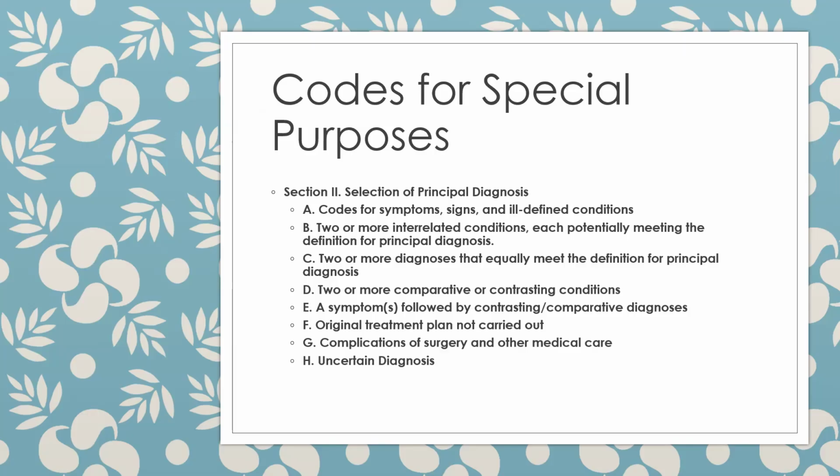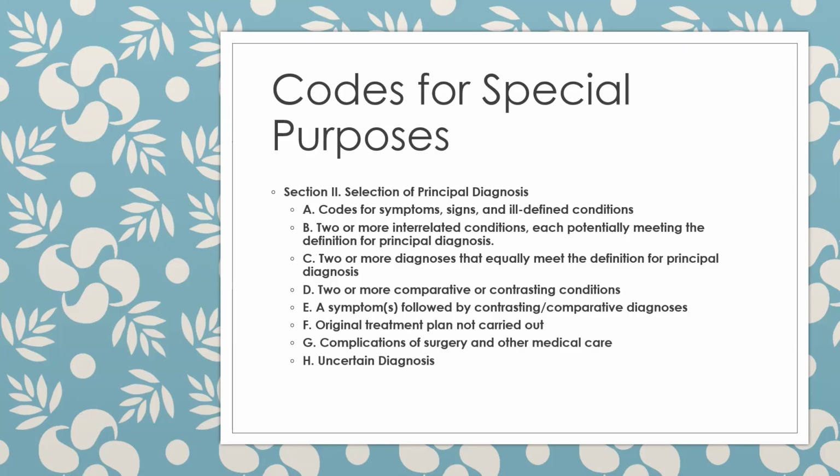When two or more comparative or contrasting conditions exist, this is a rare instance when this can happen, when both are documented as either/or similar terminology. They are coded as if the diagnoses were confirmed and the diagnoses are sequenced according to the circumstances of the admission. If no further determination can be made as to which diagnosis should be principal, either diagnosis could be sequenced first. When a symptom or symptoms followed by contrasting comparative diagnoses, this was deleted as effective October 1st, 2014.